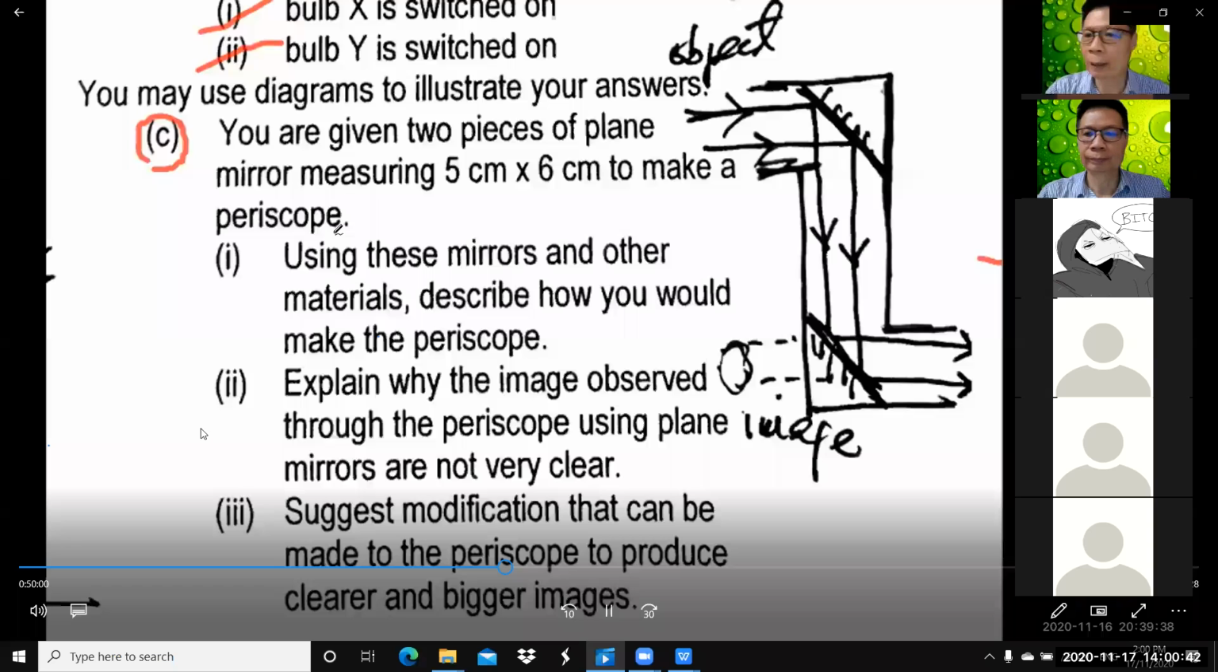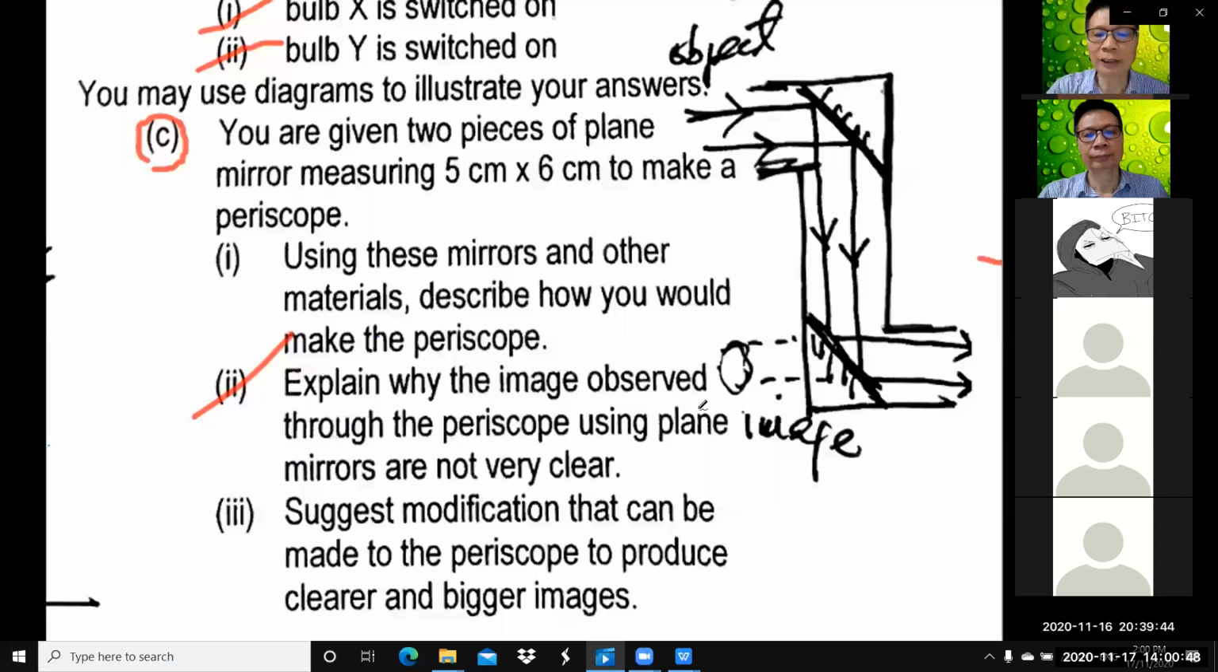Now we go to part 2. Part 1, everyone finished already. Now part 2: explain why the image observed through the periscope using mirror is not clear. This one I told you last time, right? Why is it not clear? The answer is, you write: mirror doesn't reflect light perfectly.